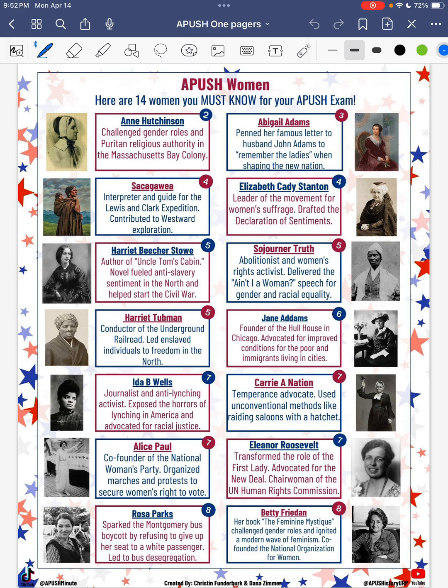Abigail Adams, this is time period 3. This is post-revolution. She's the wife of our second president, John Adams. She's best remembered for urging her husband to remember the ladies as he helped draft some of our founding documents. So she advocated for women's education and legal protections for women during the revolutionary period through her husband.